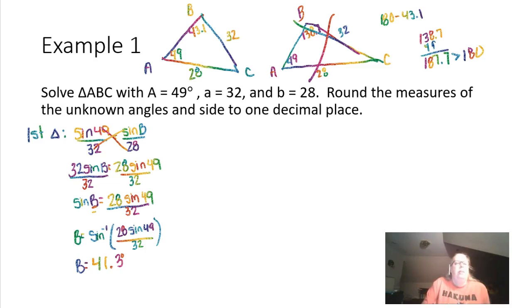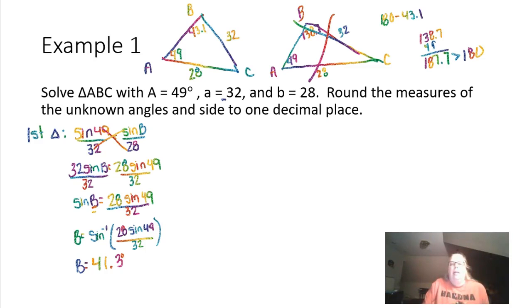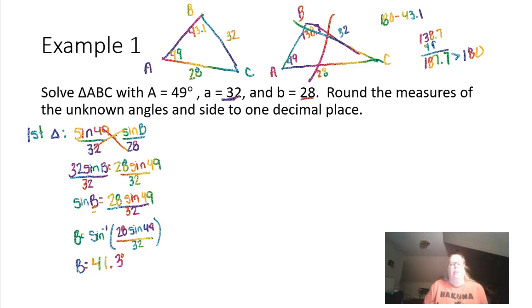Or you can run the test. Since we already know there's one triangle, it says that side a needs to be greater than side b, and if we go back here, side a, 32, is in fact greater than side b. So either way, you can solve for your first angle and then see if a second triangle is possible, or you can run the test to see how many triangles you're going to be looking for. Now that we know there's only one triangle, let's finish this up.